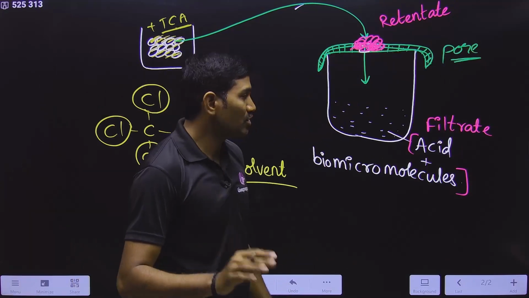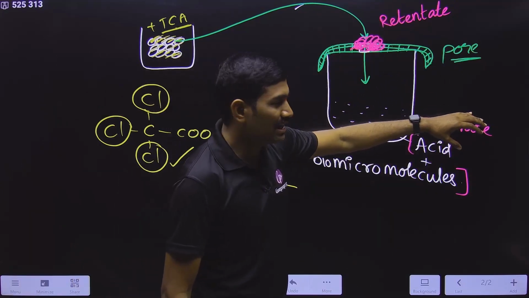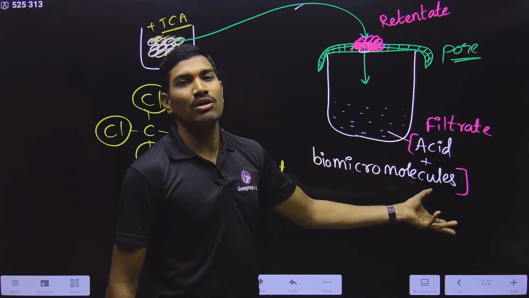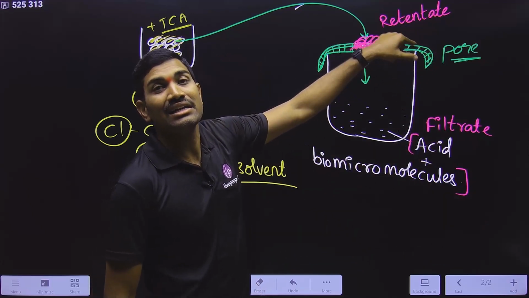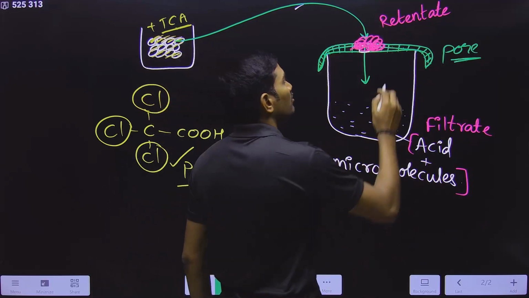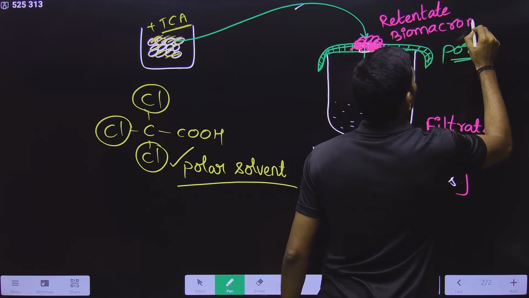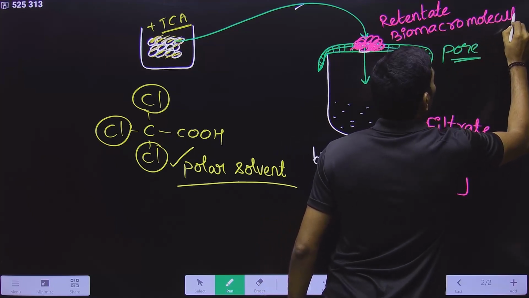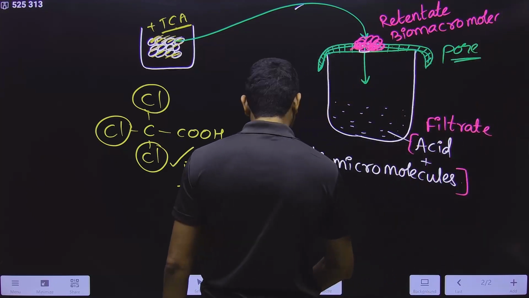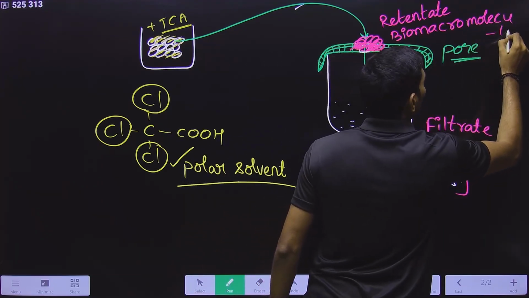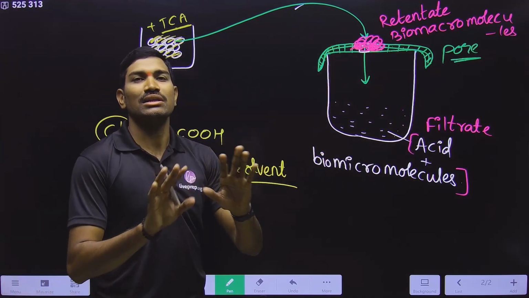Please understand these names also. Filtrate and then retentate. What does the filtrate have? Acid along with small molecules called biomicromolecules. But what about the retentate? The retentate has large molecules. So that's why these are called biomacromolecules. So please observe all these points.